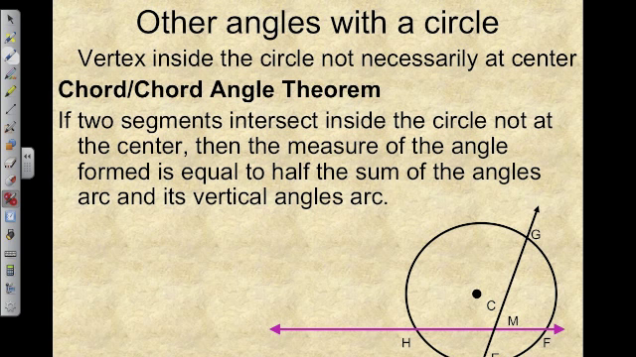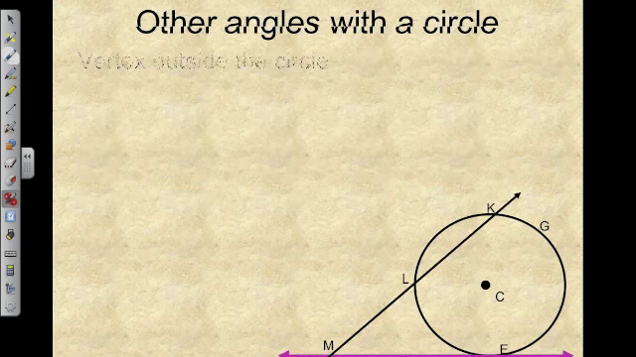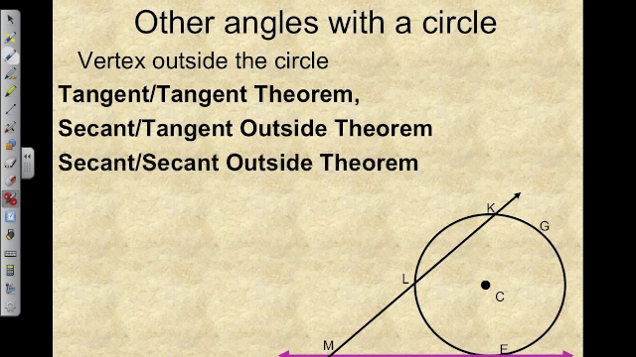Now, what about our other situation that we had? Remember, we had 3 situations. We had on, inside, or outside the circle. So here I actually have 3 different scenarios that could happen. I could have 2 tangents that intersect. I can have a secant and a tangent that intersect. I can have a secant and a secant that intersect. And all of them have the vertex of the angle outside the circle.